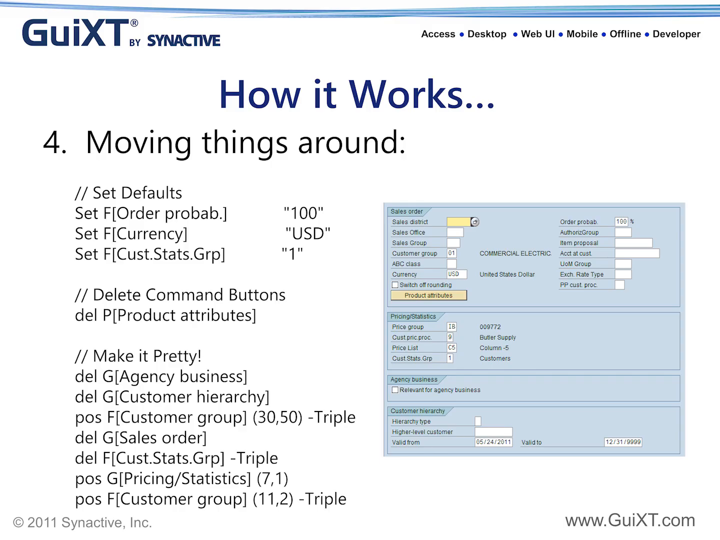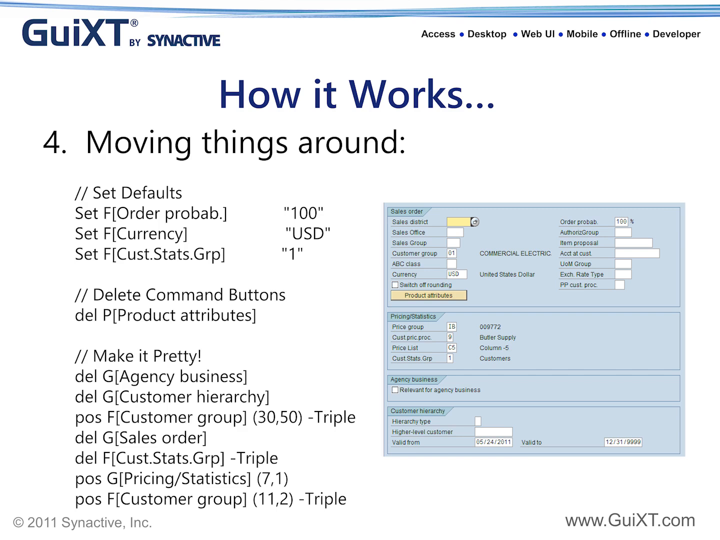So by the way, the double slash is a comment. So I've used the delete with the G qualifier for a group, and I've taken out the agency, business, and customer hierarchy groups. So everything inside of those boxes is completely removed with just this little bit of code.